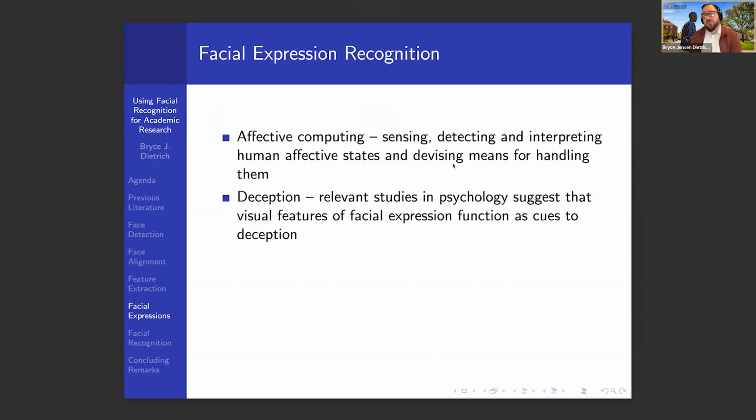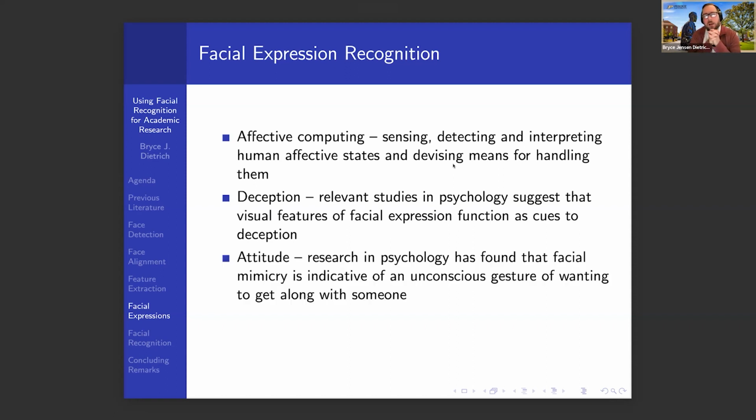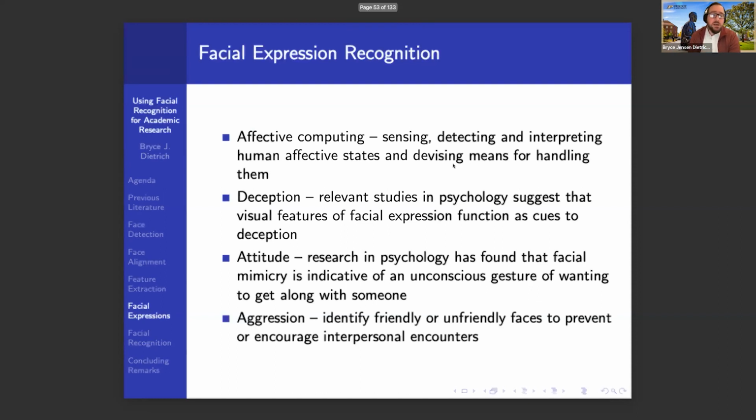Another application of facial expression recognition is deception. There are lots of studies in psychology that talk about visual features of the human face that are associated with deception, and so perhaps we would want to develop a facial expression recognition system that tries to detect deception in a number of different settings. Attitude: there's research in psychology that has found that facial mimicry, the extent to which people mimic each other's faces, is oftentimes an unconscious gesture of wanting to get along with somebody. So it's a way to determine whether or not there's a strong social cohesion or bond. And then finally, aggression. Identifying friendly or unfriendly faces to prevent or encourage interpersonal encounters is also used within this literature.